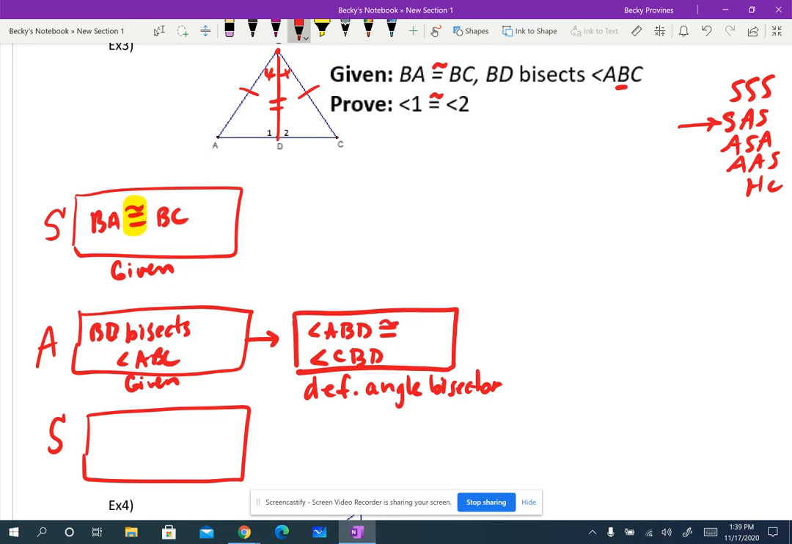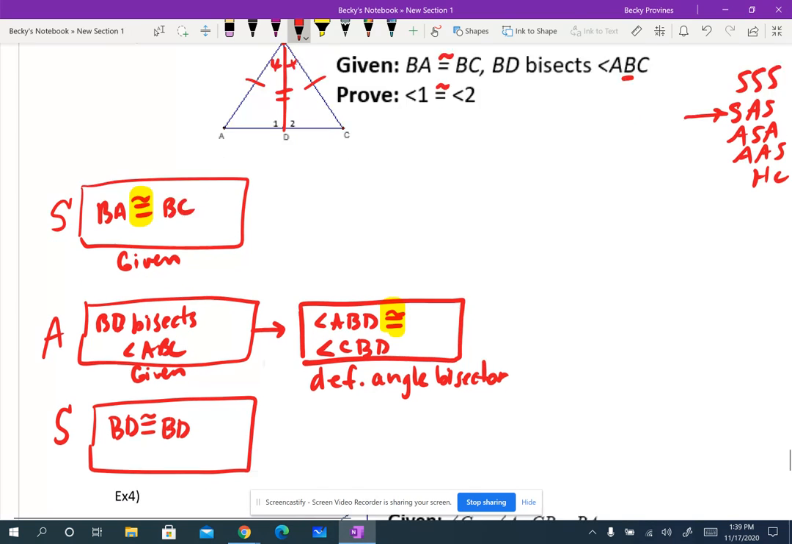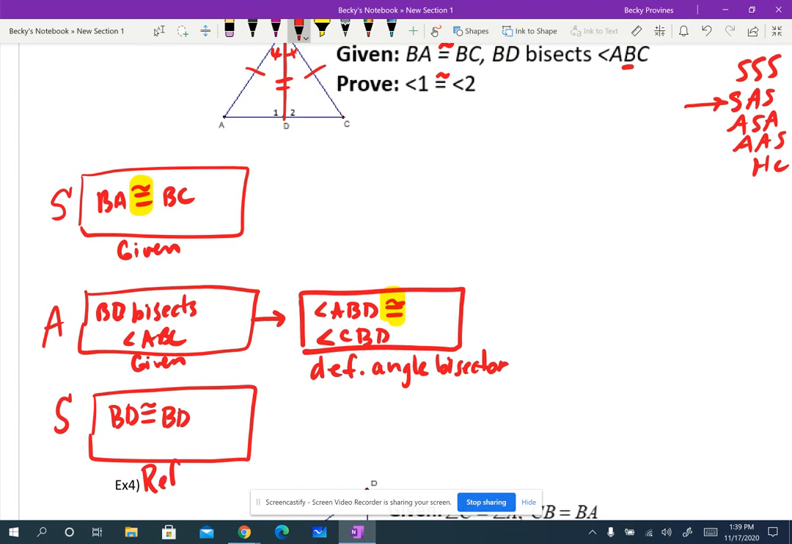There you go. Now, you know you're finished with this step because you have a congruent symbol. Now, just like we have the past several proofs, we have a reflexive side. So BD is congruent to BD, and this is the reflexive property. And we have a congruent symbol. So once you have your 3 congruent symbols, you are ready to write your congruency statement.